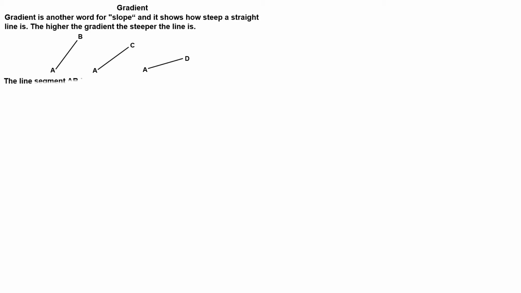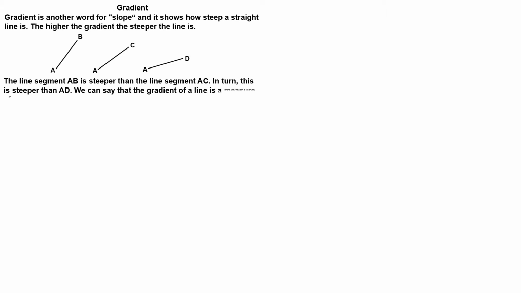The line segment AB is steeper than the line segment AC. In turn, this is steeper than AD. We can say that the gradient of a line is a measure of its steepness.